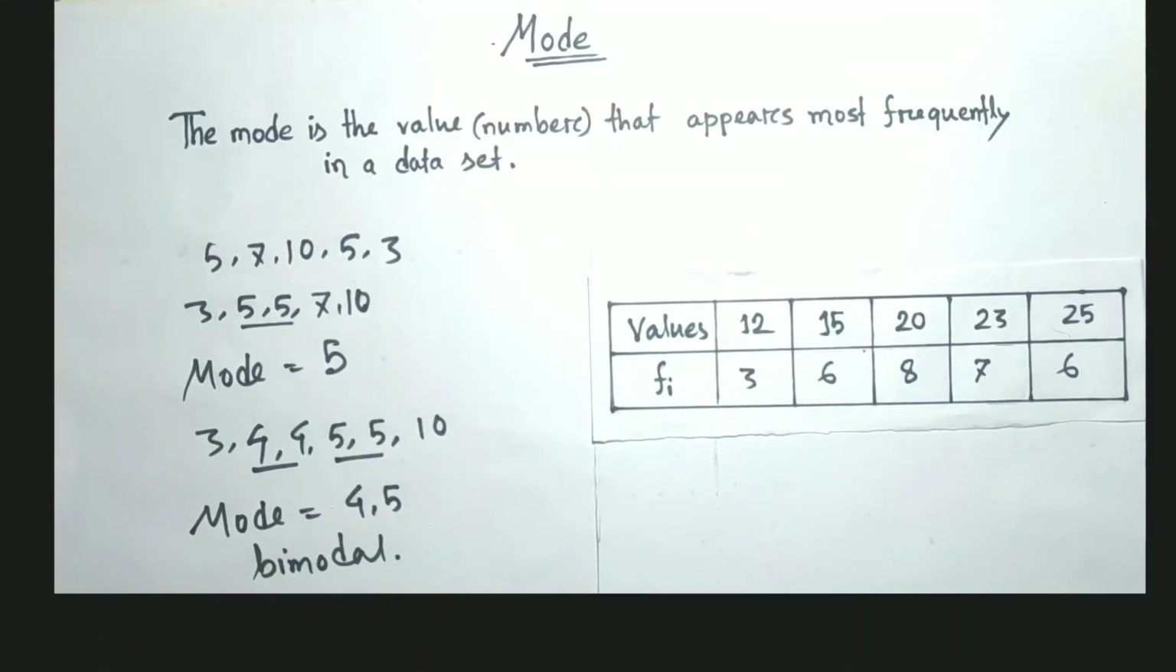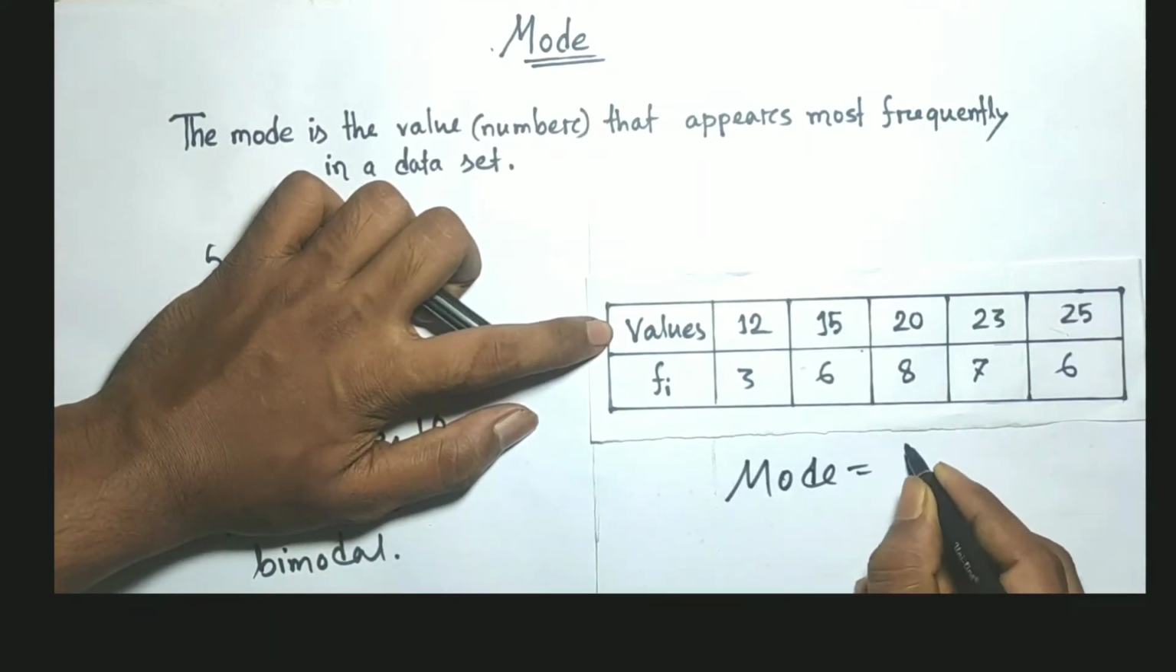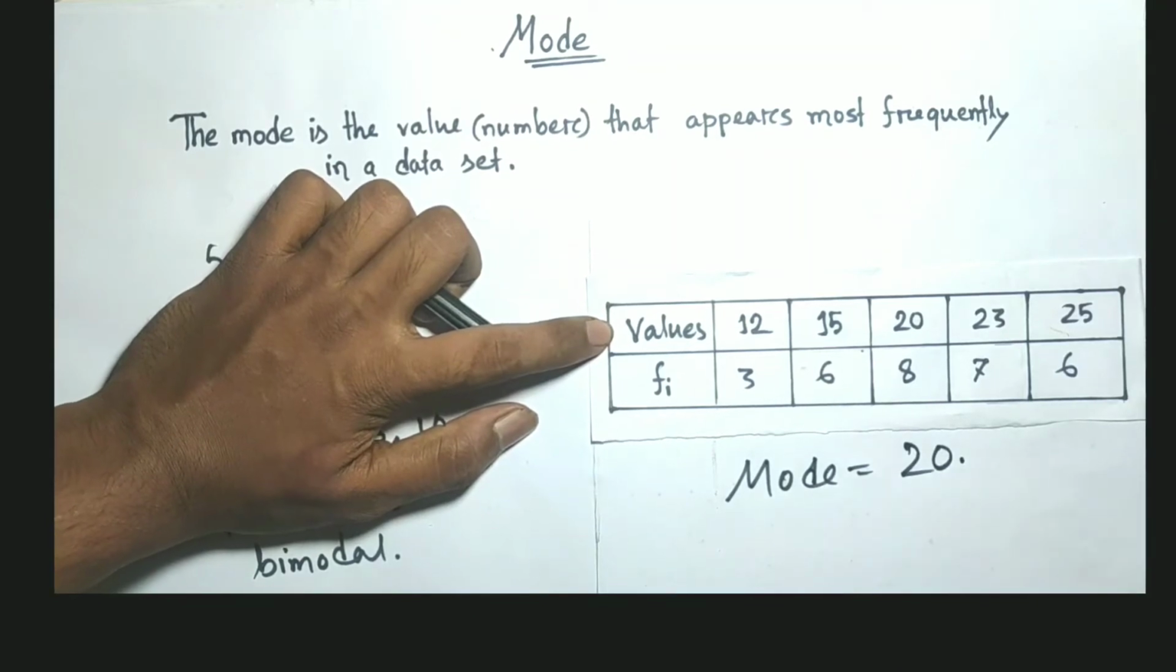Here we can see a discrete series, and by observing carefully we can see that the value 20 is occurring most frequently in the dataset, because the frequency of 20 is 8, which is the biggest number in the frequency row. According to the definition of mode, we can say the mode of this discrete series is 20. It's as simple as that.